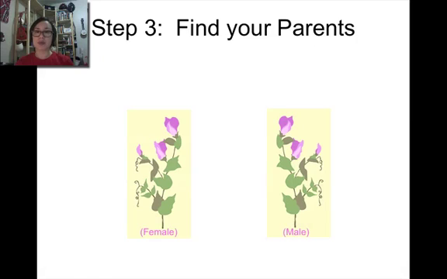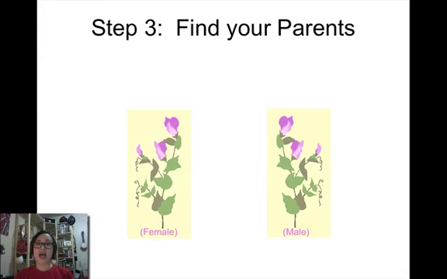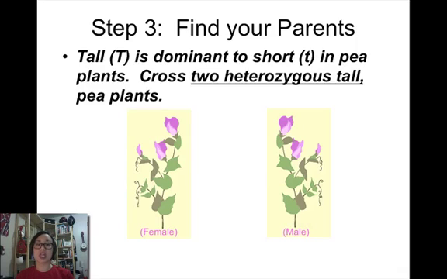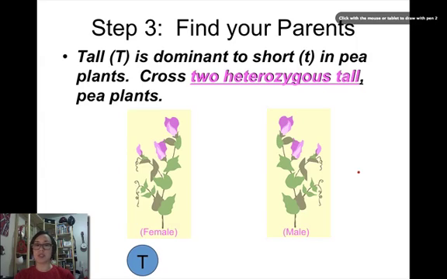All right, step 3. For step 3, we want to find our parent. So let's go ahead and look at our word problem again. So we have tall is dominant to short in pea plants, and we're going to cross 2 heterozygous tall pea plants. So I know my parents are my 2 heterozygous genotypes. So what I need to do is figure out what that heterozygous genotype is going to look like. And I know heterozygous means different. So that means I'm going to have 1 capital letter and 1 lowercase letter.